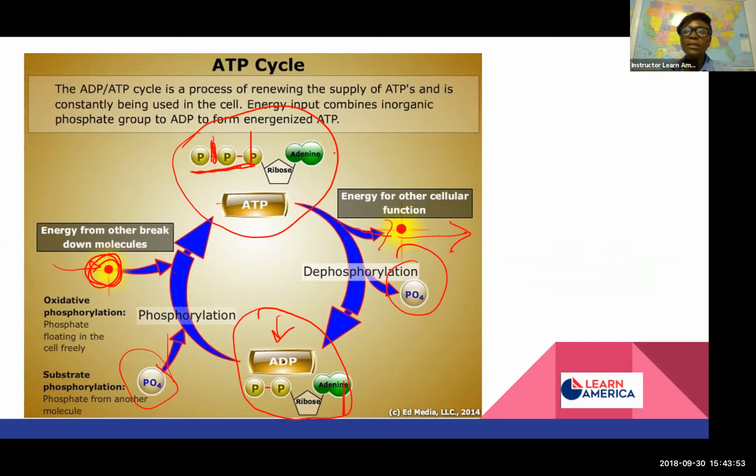And so this is a constant cycle in your body. It's ADP, energy is introduced, taking it to ATP, high energy, your body will use the energy, bringing it back to ADP, and the process just continues over and over. So that's ATP, and it's very important because that's the energy molecule.